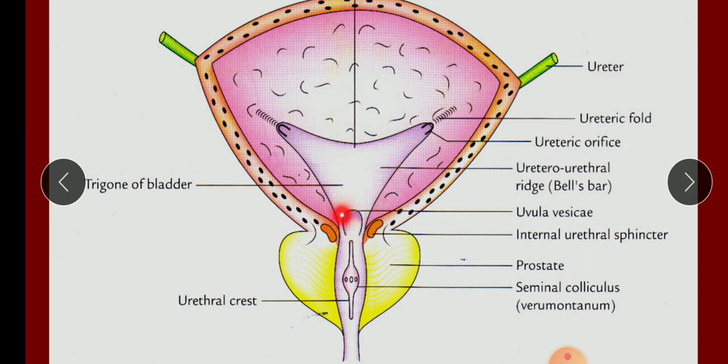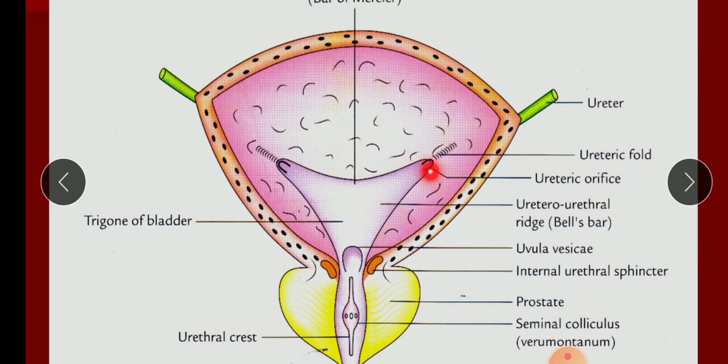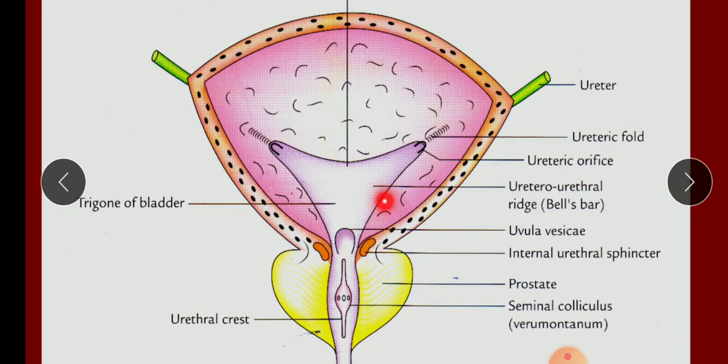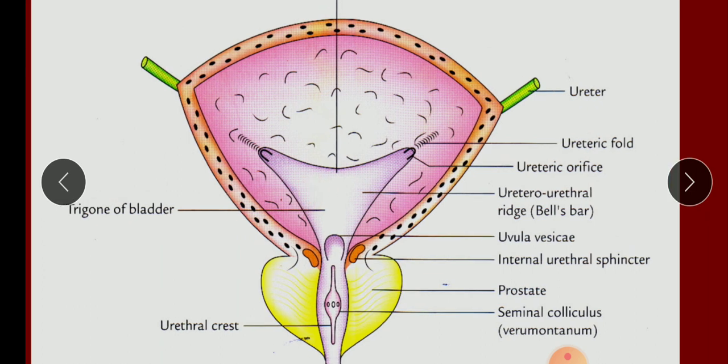So this is the apex, this is the base, and these are the other two borders of the trigone. You find the two ureters opening towards this angle, and the urethra begins from this region. So now it's very easy to say the borders.